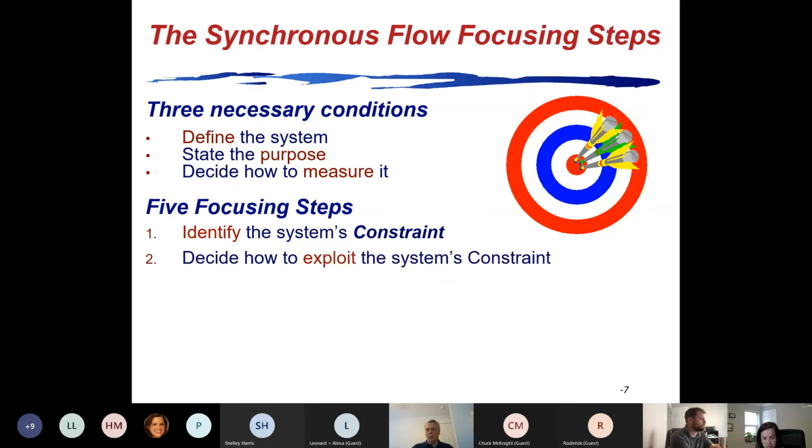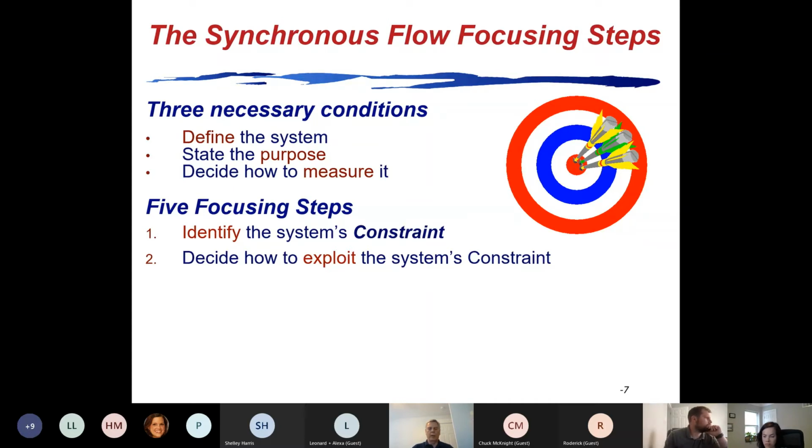Step 2, decide how to exploit that constraint. Now these are words that were developed by Dr. Goldratt in his book called The Goal. If you haven't read that book, I encourage you to do so. You can get it from any bookstore, Amazon, anywhere else. It's available in hard copy and audio, in any method you want to get it, electronic. So read the book. It's a good one.